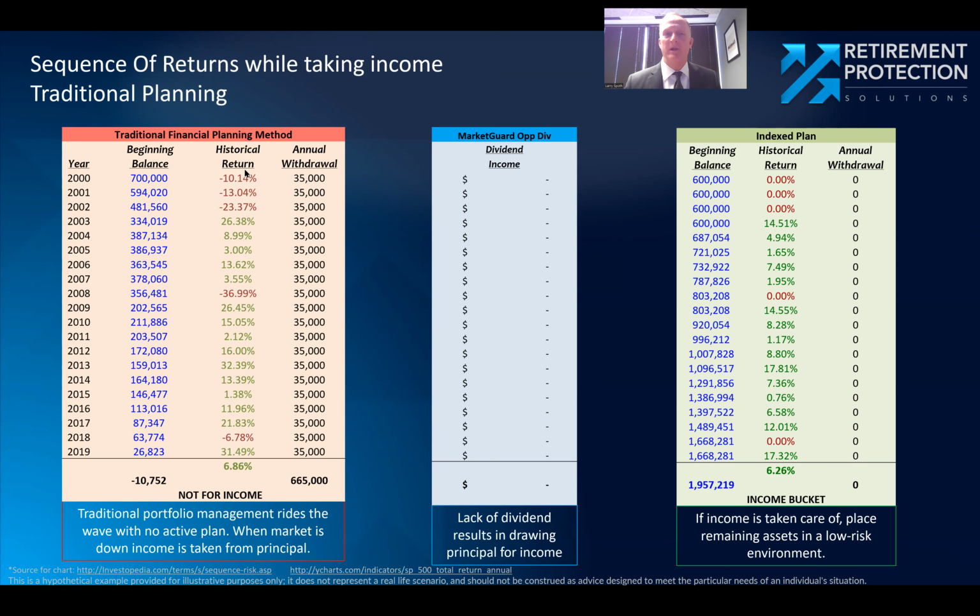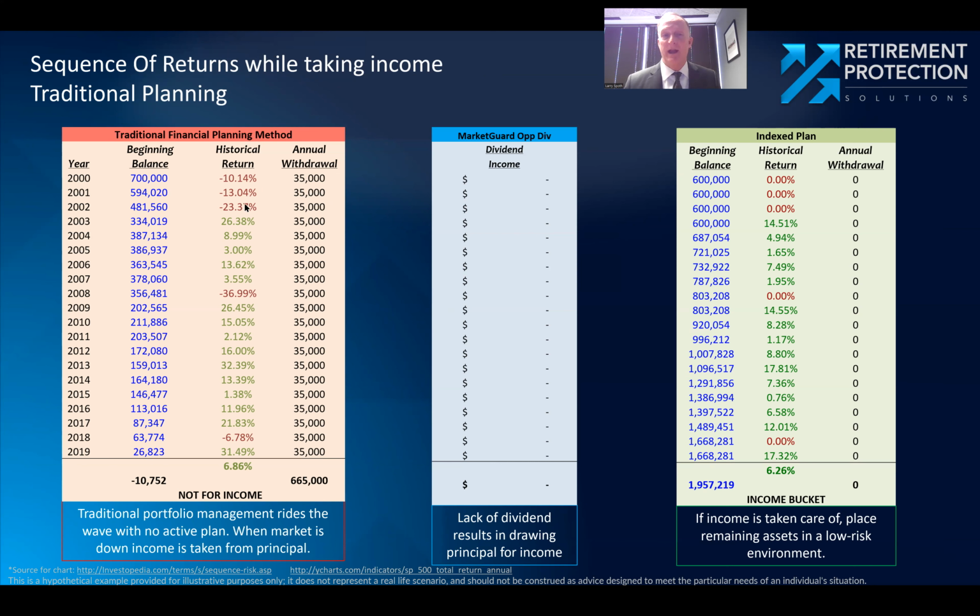So you retired, and just your luck, this is the dot-com recession. So just your luck, the market was down, and you still had to pay your mortgage and buy food, so you pulled out that 35,000. So it's kind of like you lost money twice. Once because the market went down, and once because you pulled money, okay? The following year, you're down to 594,000, and the market went down again, because that was a long recession, and you still had to pay the mortgage and buy food. So you pulled out another 35,000. Now you're down to 481,000.